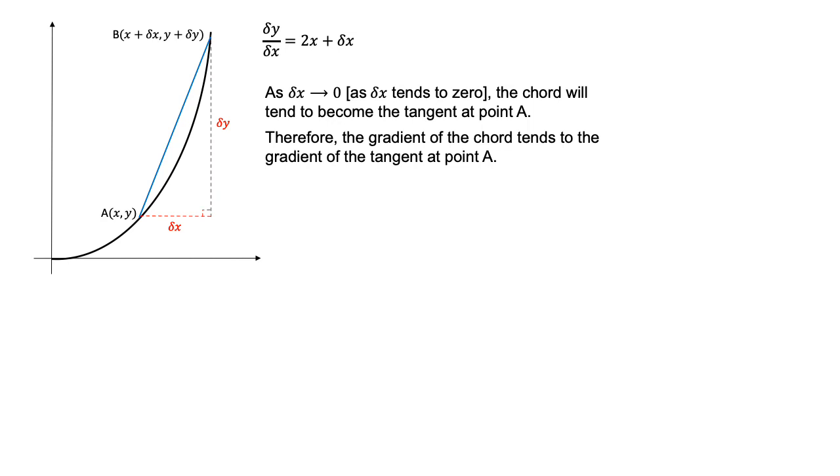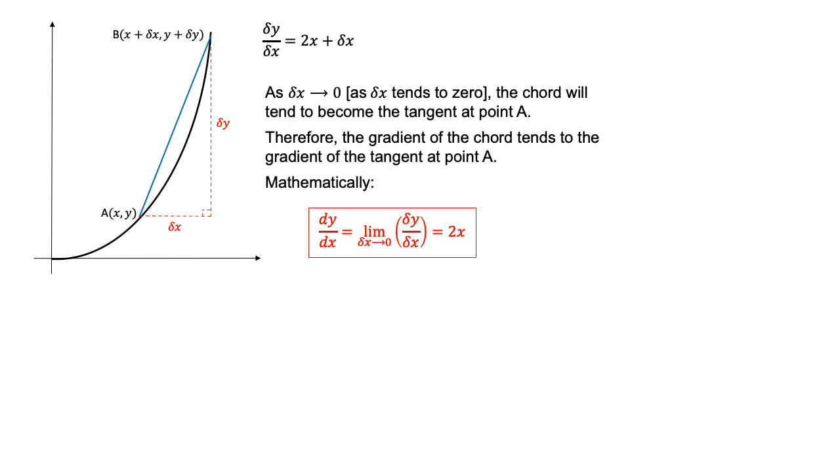So B is being dragged down nearer and nearer to A. And eventually it does become A. And once the chord AB becomes so small that B is on A, the chord becomes a tangent at point A. And that is what is being described here mathematically in the red box.